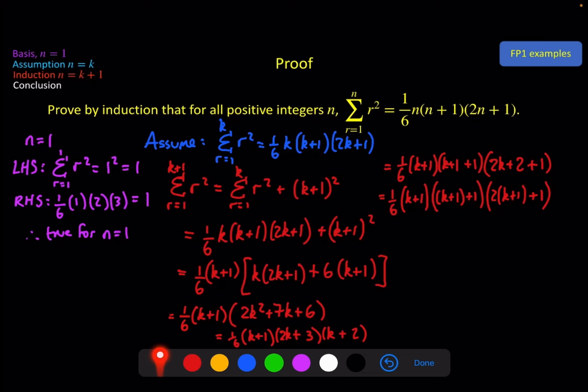And there we have finished our proof. k plus 1 here instead of n, k plus 1 here instead of n, k plus 1 here instead of n, and everything else matches this format.